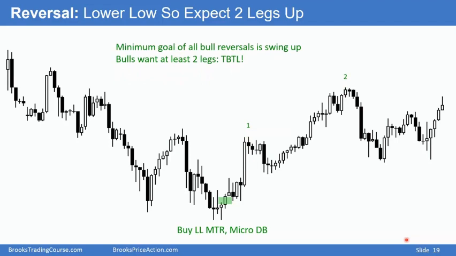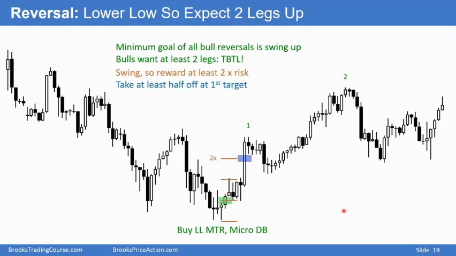Minimum goal for all bull reversals is a swing up. A swing up, you want at least TBTL, 10 bars, 2 legs. And we have more than 10 bars and we have 2 legs. The minimum objective has been met. It's a swing trade. In general, it's good to take off half of your position at 2 times your risk.